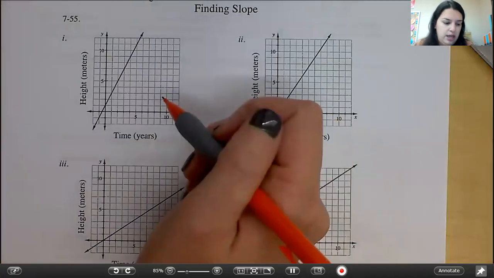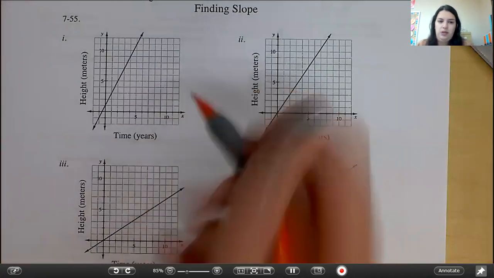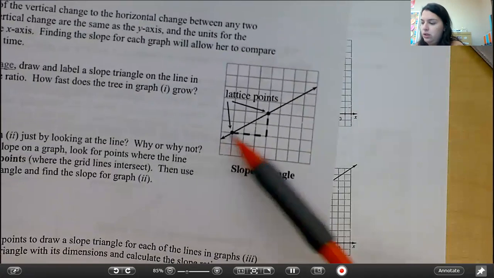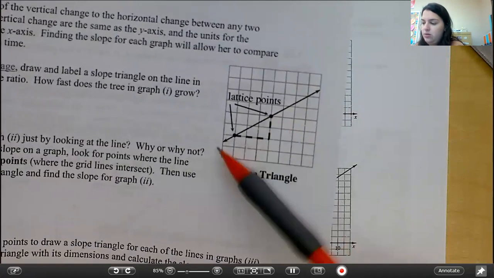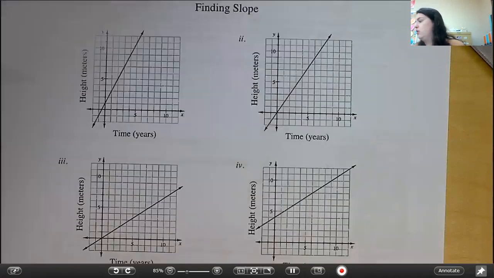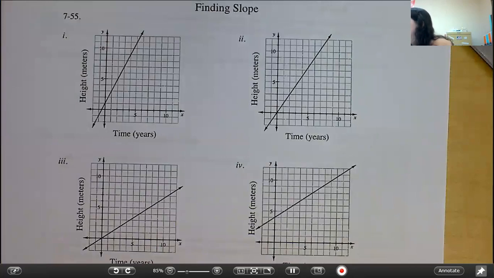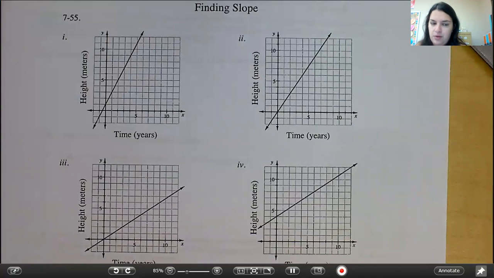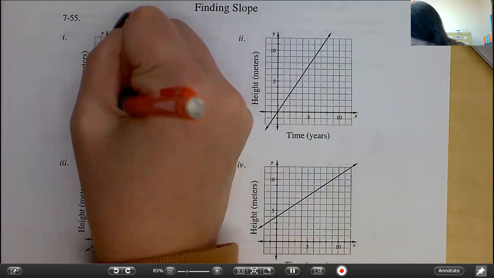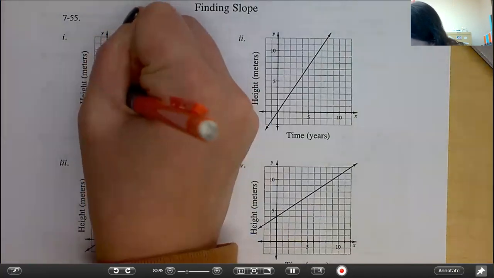For 755 graph 1, we're looking at lattice points. Now remember, there's a picture here for you if you're not sure. Your lattice points are where your line crosses exactly right on, and then your slope triangle. So go ahead and try and draw your lattice points. Okay, if you're back with me, you tried to draw them, so I'm going to draw them so you can see them. So we have a point there and a point there.